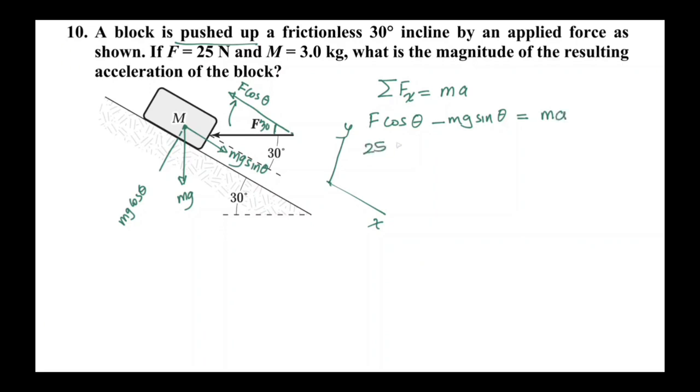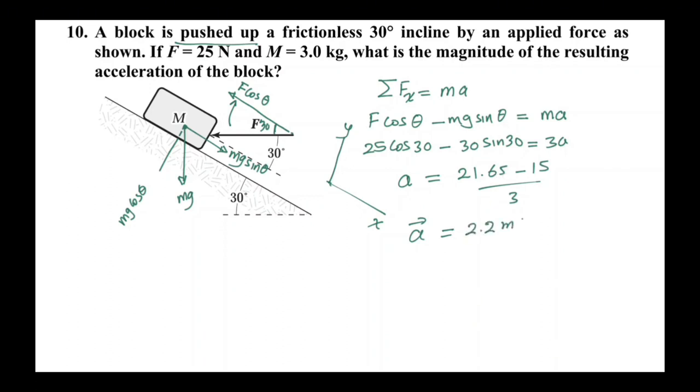25 cosine 30 minus 30 sine 30 equal to 3a, and a in this case is 21.65 minus 15 divided by 3, and the acceleration a, upon simplifying this one here, is equal to 2.2 meter per second square.